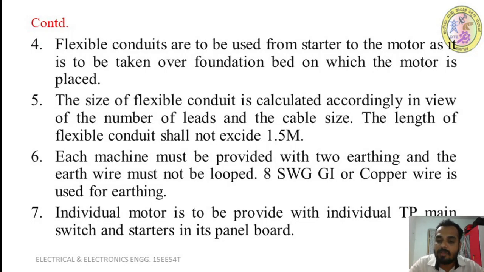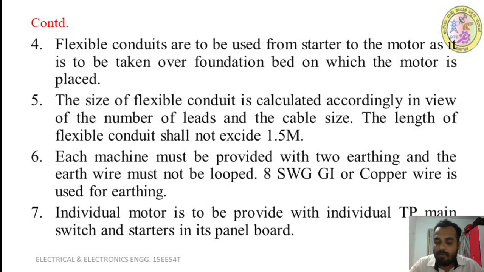It means, in the wiring in the lighting installation what we were doing, we were taking the earth wire from one point to the next point, and from that point to another point, and finally we connected it to the earth. But here that is not the case. Each and every individual machine has to be taken separately. It has to be connected to the earth point. For that connection we are using 8 SWG GI or copper wire. So that is one.